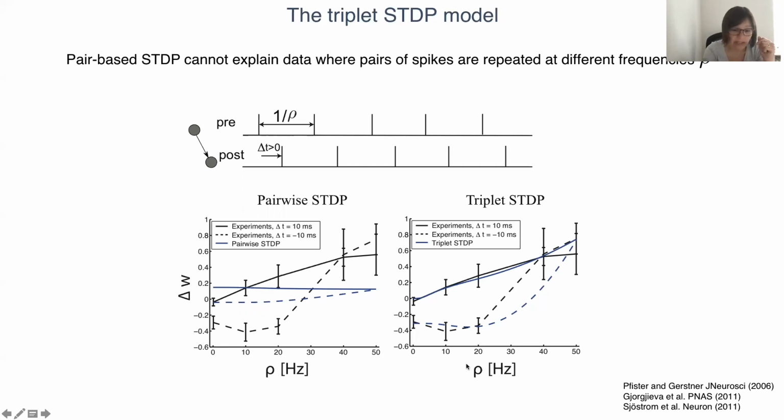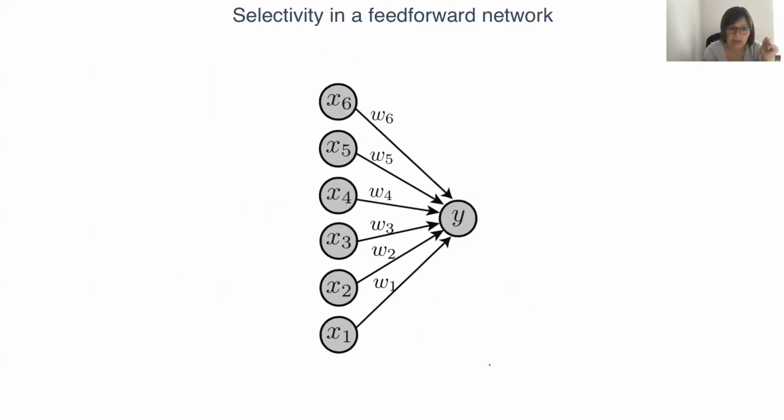So what can this rule do? This is the last bit that I'm going to show you, and then I will summarize everything. What I actually showed in my work in 2011 is that this rule can achieve selectivity in a feed-forward network in a very similar way to the BCM rule. Remember, we showed the BCM rule, and we said if we show different orientation patterns, then we basically get the emergence of selectivity in the postsynaptic neuron.